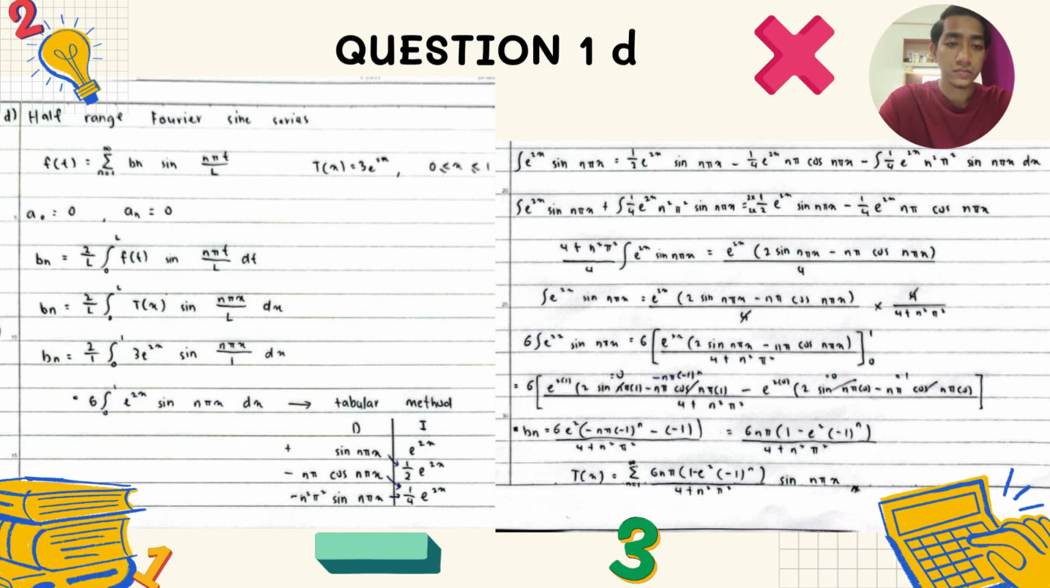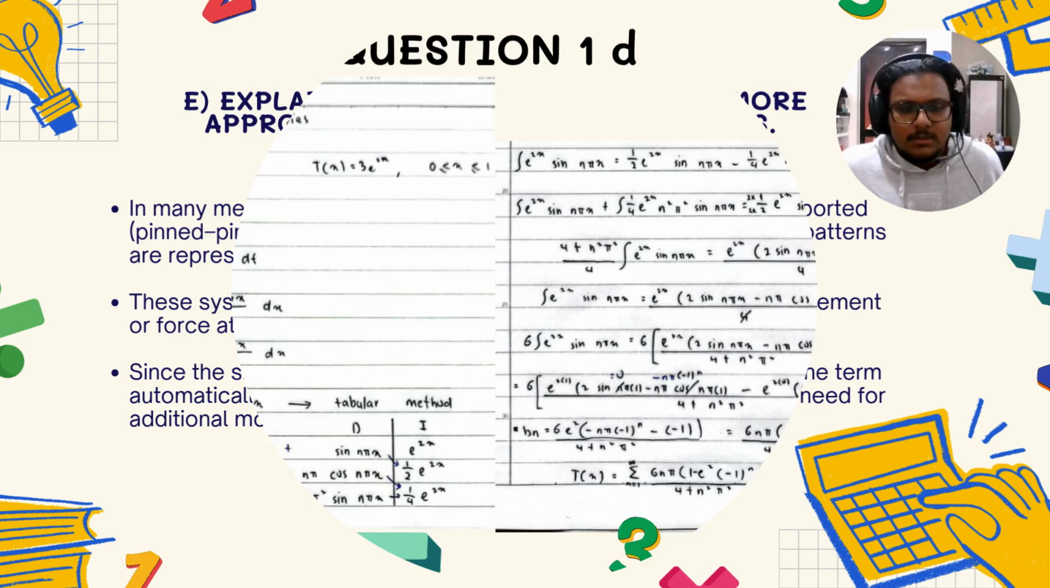Finally, we substitute bn back into our general Fourier series summation. So f(x) equals the infinite sum from n equals 1 to infinity of 6nπ times the bracket 1 minus e^2 times (-1)^n over 4 plus n²π², multiplied by sin(nπx).